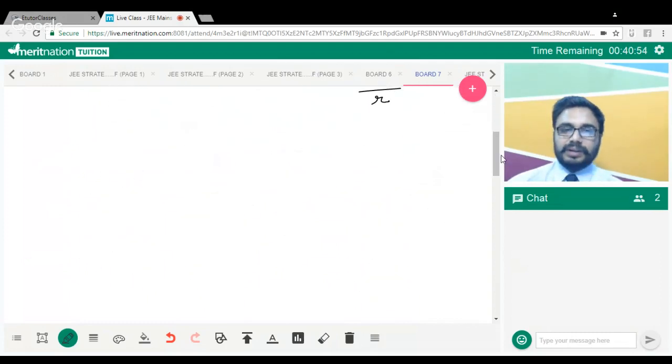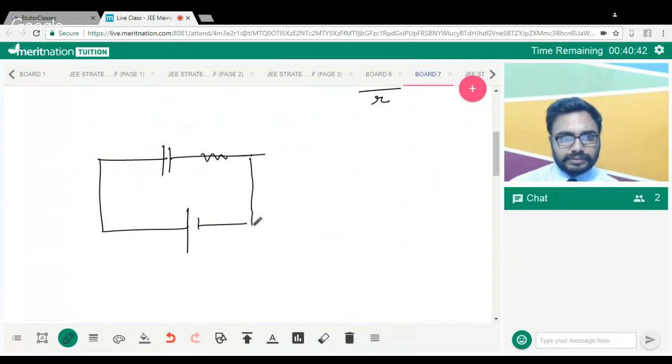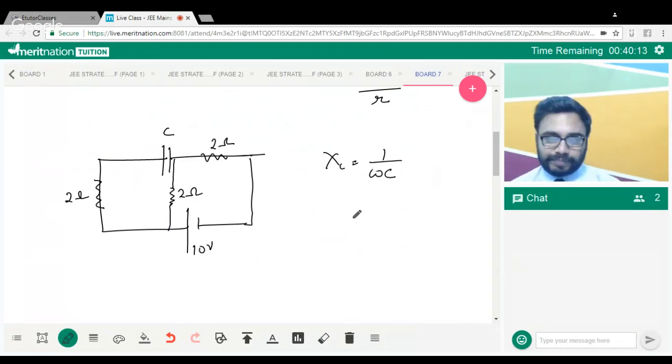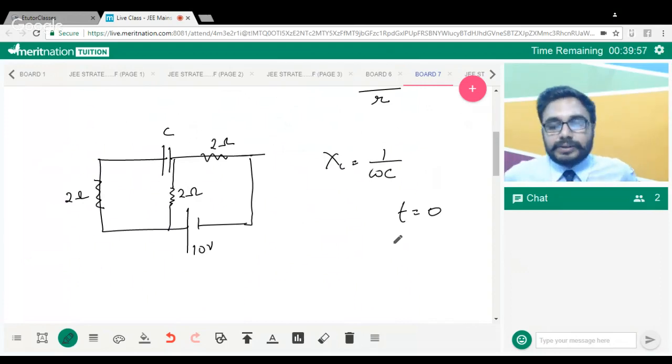Then capacitor. In a capacitor, let's say we have a capacitor in a circuit. Let's say like this, we have a circuit with 10 volt, 2 ohm, 2 ohm, and let's say 2 ohm, and this is the capacitor. What is the capacitive reactance? 1 by omega C. Now, if I talk about time t equal to 0, when the capacitor is fully discharged and no charge is there in the capacitor, then I complete this circuit at t equal to 0. At time t equal to 0, omega is infinite.